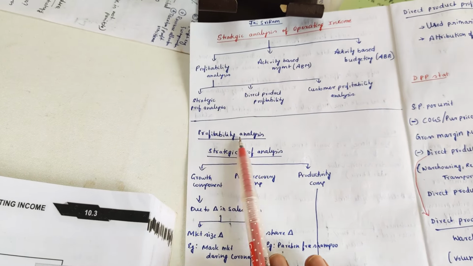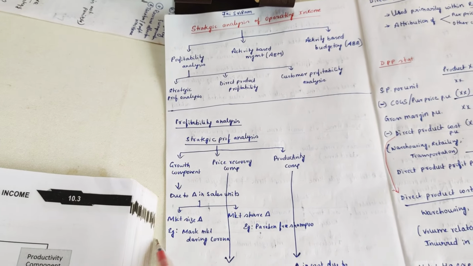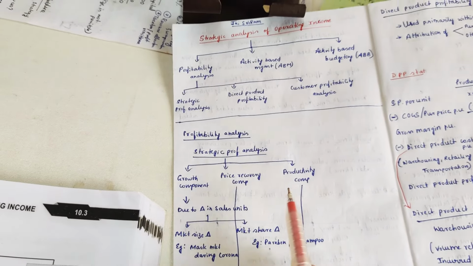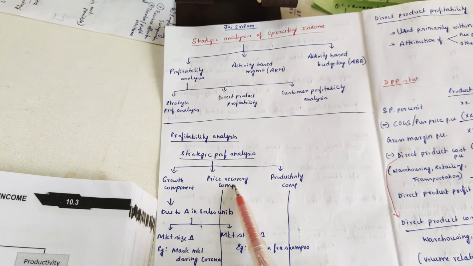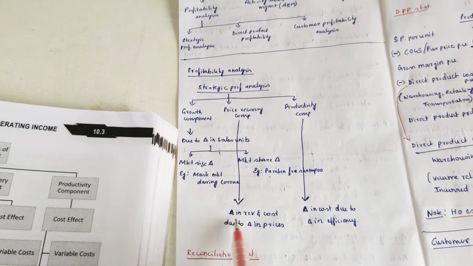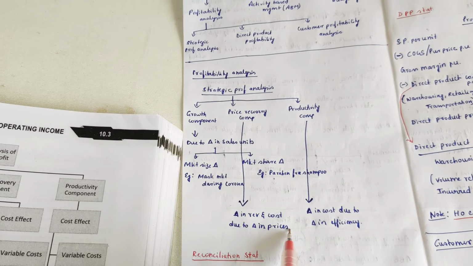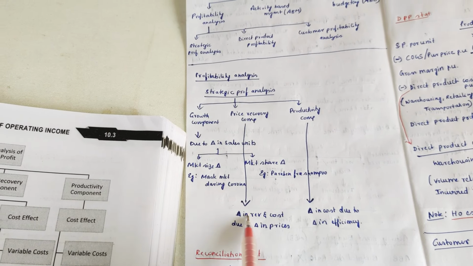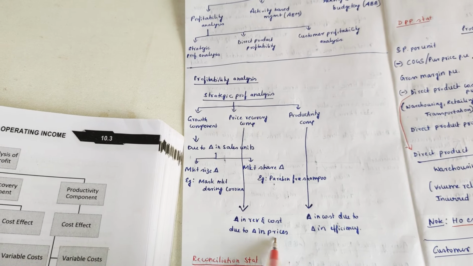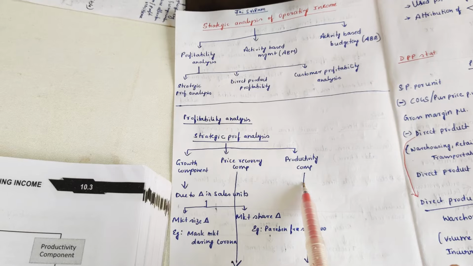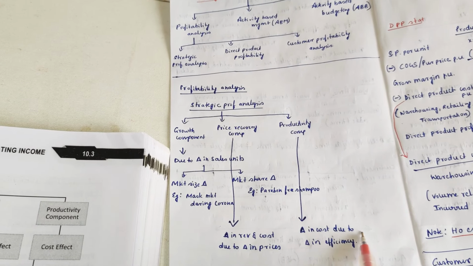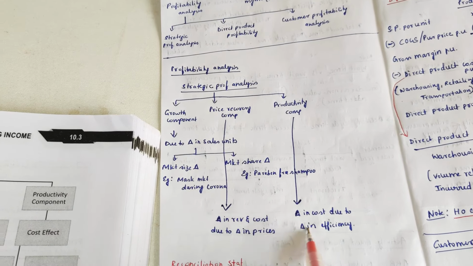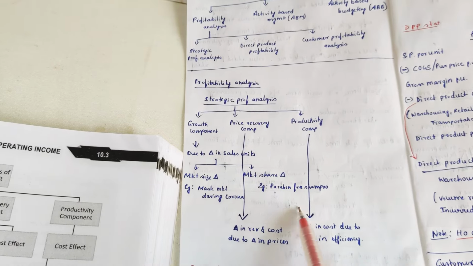So under strategic profit analysis, growth component has two main reasons: market size change and market share change. Then we have the price recovery component, under which we have change in revenue and cost due to change in prices. Then we have the productivity component. Under productivity component, you have change in cost due to change in efficiency.